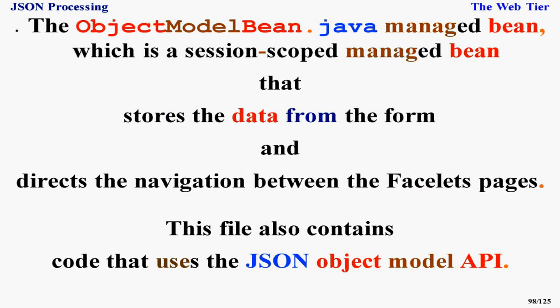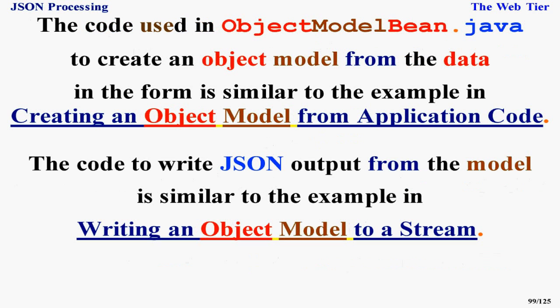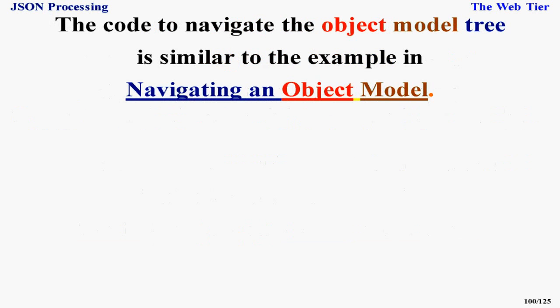This file also contains code that uses the JSON object model API. The code used in ObjectModelBean.java to create an object model from the data in the form is similar to the example in Creating an Object Model from Application Code. The code to write JSON output from the model is similar to the example in Writing an Object Model to a Stream. The code to navigate the object model tree is similar to the example in Navigating an Object Model.